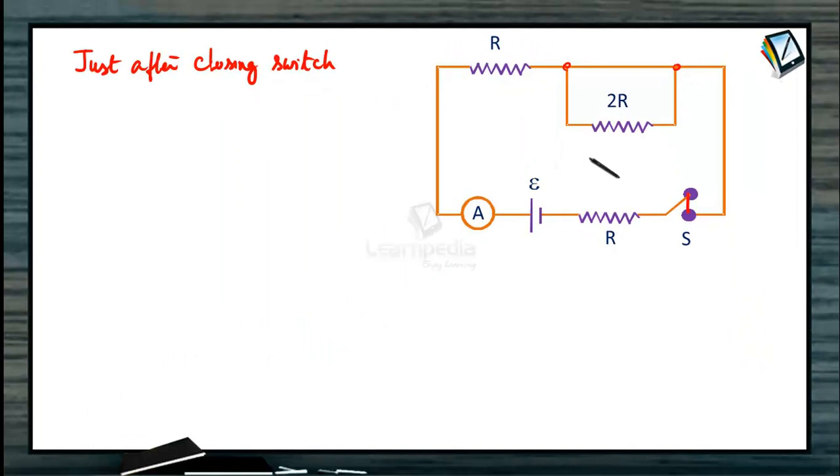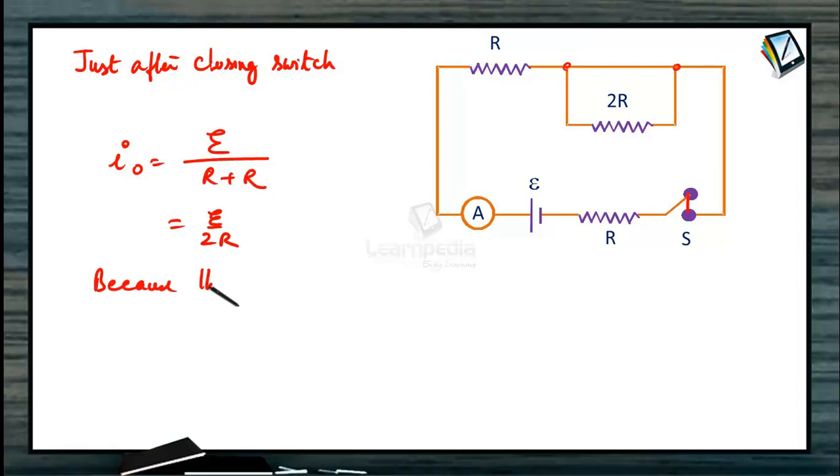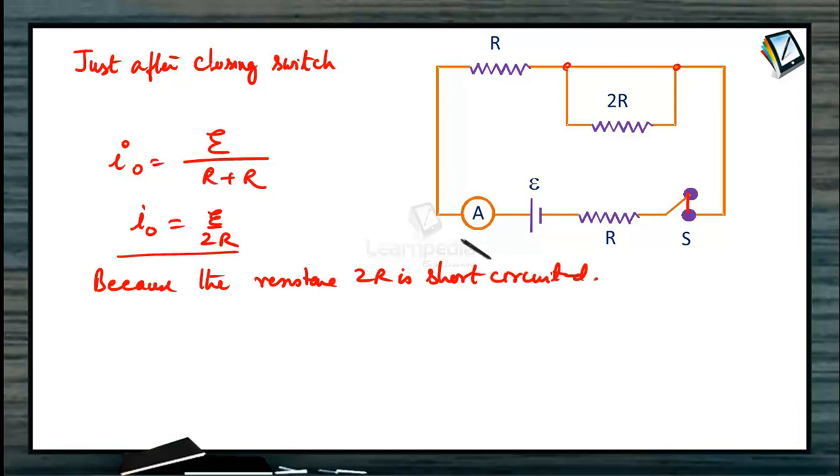EMF is E. So what will be the total current I naught? I naught will be equal to the total EMF divided by the total resistance by Ohm's law, that is R plus R. So this will be E by 2R, because the resistance 2R is short circuited. So the reading of the ammeter will be I naught, and I naught is equal to E by 2R.